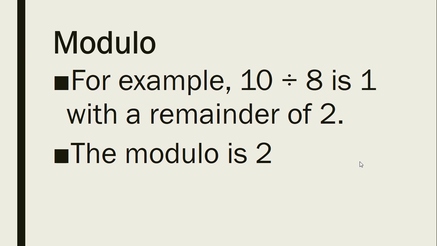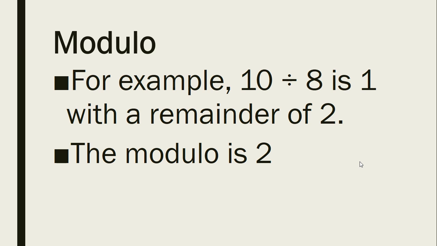Okay, so for example, 10 divided by 8 is 1 with a remainder of 2, and the modulo is 2. All right, so what does that mean? Now, if I took my calculator and said 10 divided by 8, I'm going to get 1.25, but the modulo is different. And so how many times does 8 go into 10 evenly? Well, it goes in one time. All right, well, how many more is left? Well, one more gets me to 9, and another one gets me to 10.